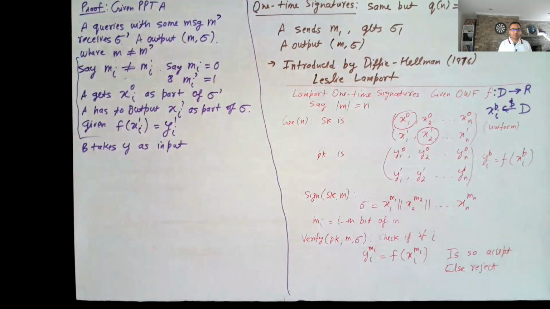So this proof is a little bit different from the previous proofs that we have looked at so far, because B only gets one Y as input and has to sort of produce the public key, which has 2n images of the one-way function. Any ideas?